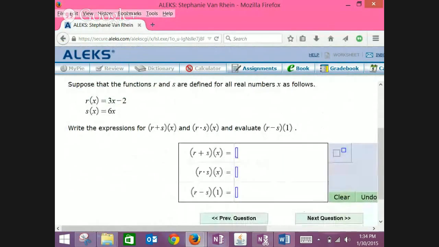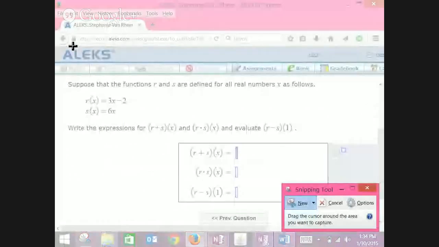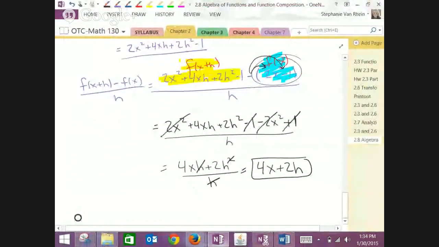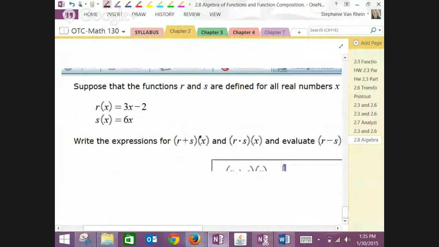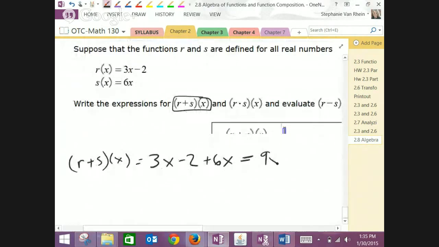Here's the example I was talking about before. Write the expression for r plus s. This is the expression, so I'm not plugging in a point, I'm plugging in the expression. Let's look at pulling that up. What would be the expression for r plus s? I would have 3x minus 2 plus 6x. Simplifying that would be 9x minus 2.